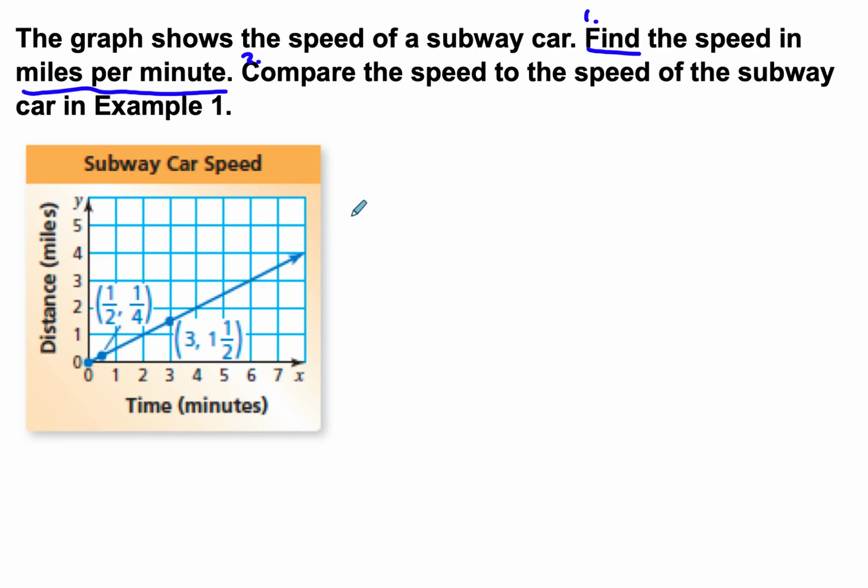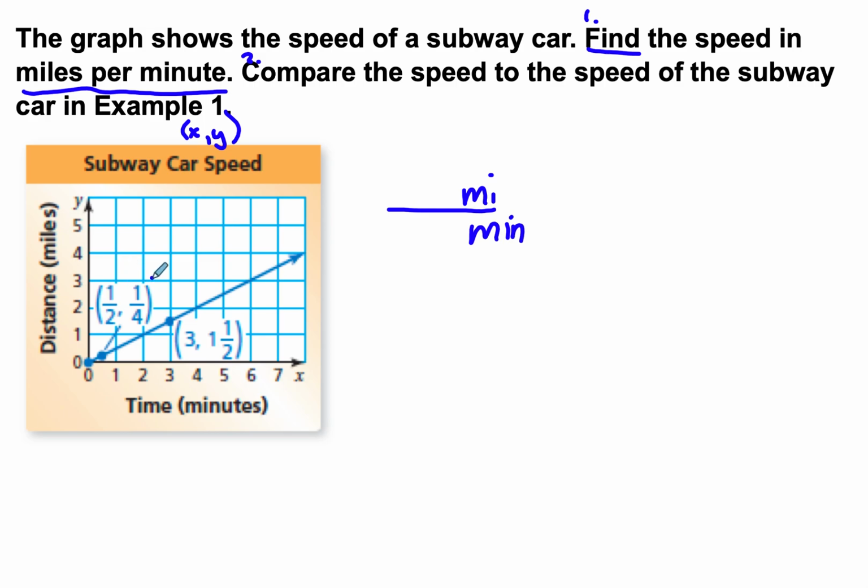Okay, so first thing we're going to do, find our speed, miles per minute. So miles is going to go on the top. Minutes is going to go on the bottom. All right, so if I look at my line graph over here, they tell us minutes is on the x-axis. When we have an ordered pair, I'll write it up here. Our ordered pair always gives us the x information first and then the y information.